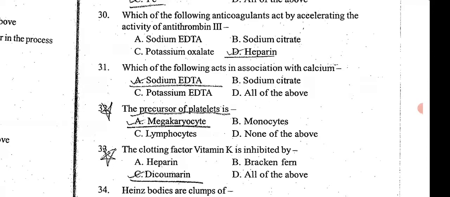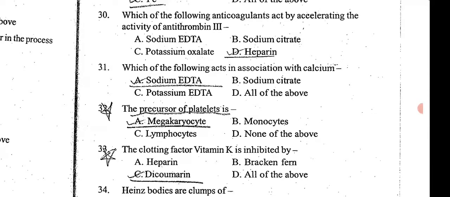The precursor of platelets is megakaryocytes. Megakaryocytes are the precursor of platelets, and the clotting factor vitamin K is inhibited by decoumarin. Decoumarin inhibits the clotting factor vitamin K. Vitamin K is inhibited by decoumarin, and megakaryocytes are the precursor of platelets.